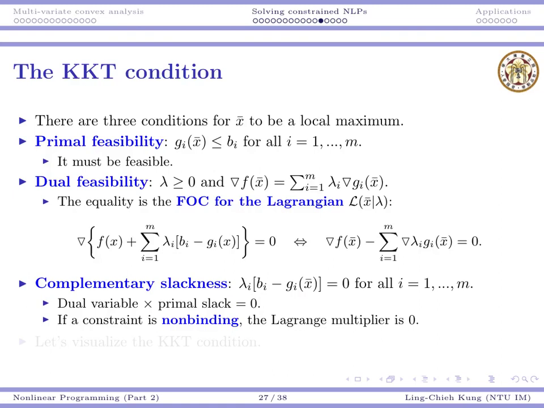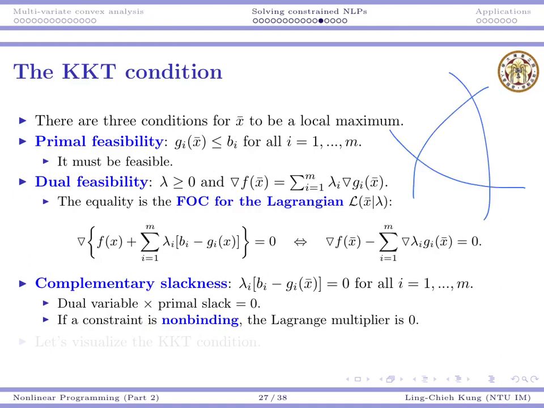So we know several things. If a constraint is non-binding, then the Lagrangian multiplier must be 0, right? Non-binding means positive slack, means the multiplier is 0. This actually tells us a lot of things. For example, if there is a point satisfying all the constraints strictly, then all the constraints are non-binding. Okay? If there is, let me draw it.